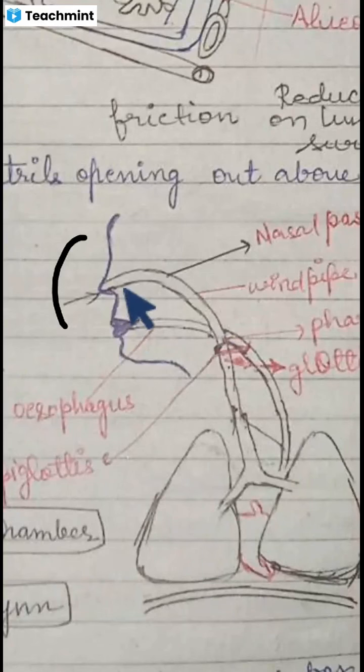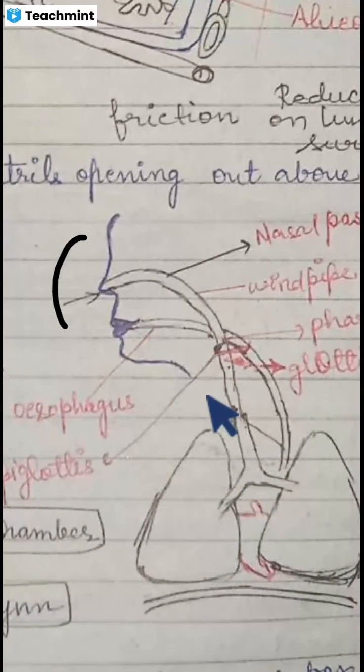The nasal chamber opens into the pharynx, and we all know this pharynx is the common opening for the esophagus and the windpipe, right? And this pharynx then opens through the larynx region into the trachea. Here somewhere you will find the larynx, and then this straight portion is forming the trachea region.